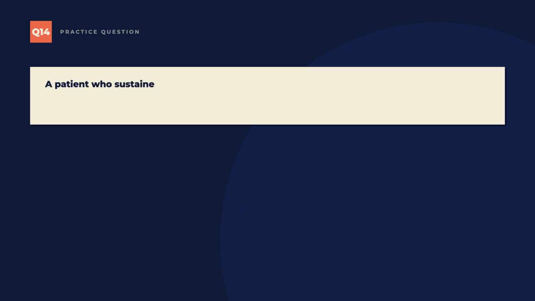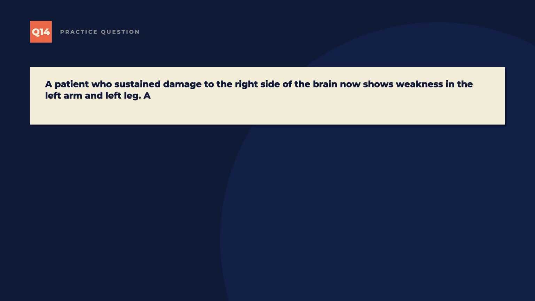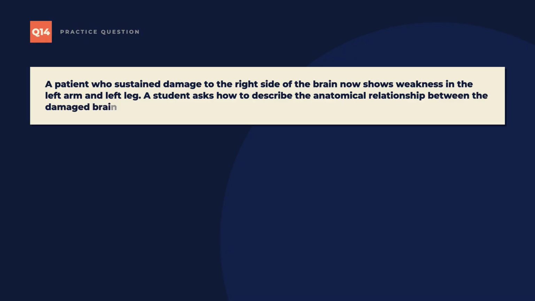Question 14. A patient who sustained damage to the right side of the brain now shows weakness in the left arm and left leg. A student asks how to describe the anatomical relationship between the damaged brain region and the affected limbs. Which term applies?